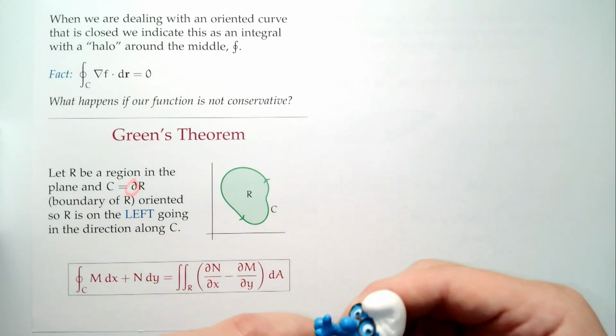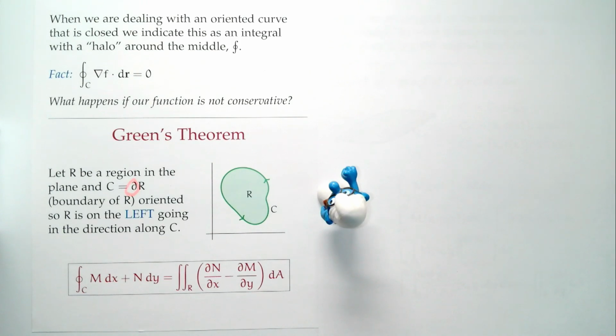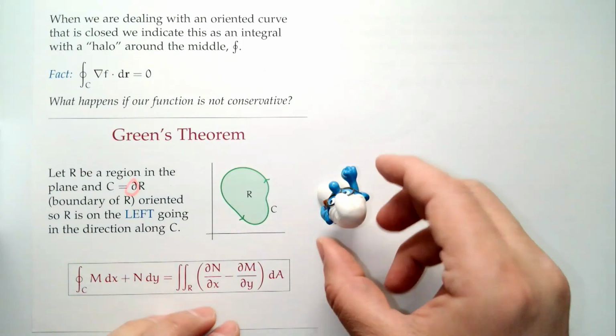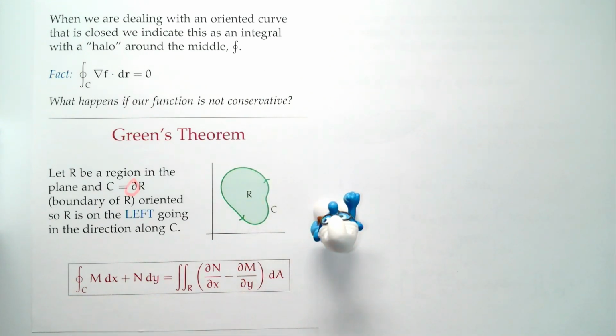All right. So what's the rule? You stand on the plane, and the rule is that as you travel along the direction of the curve, your region should be on your left-hand side. So that's the rule. Don't try to remember counterclockwise. Don't try to remember clockwise. Just remember it should be on your left-hand side.